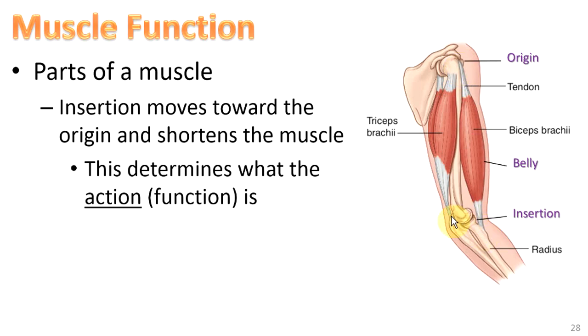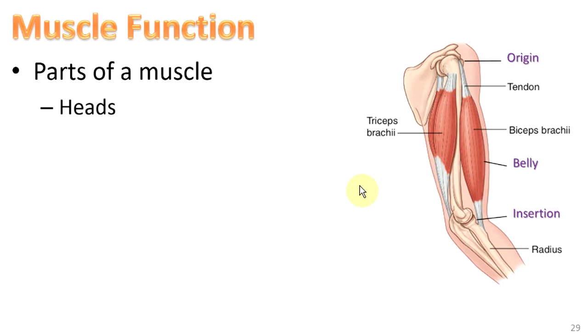Well, here's our hinge joint right here. When we bring the insertion closer to the origin, it's going to pull the forearm up, or what we say, bend the elbow. Okay, and that is what is called the action. You can generally figure out what the action is just by understanding that when it shortens, it brings the origin closer to the insertion.